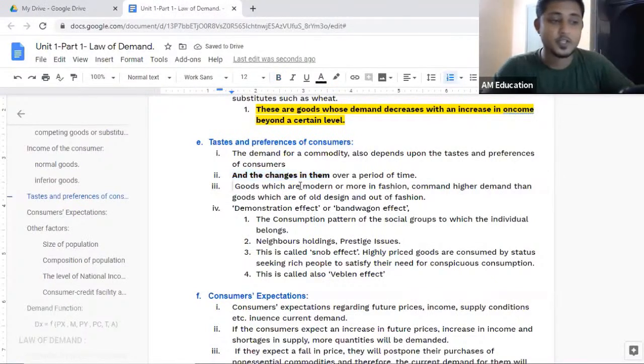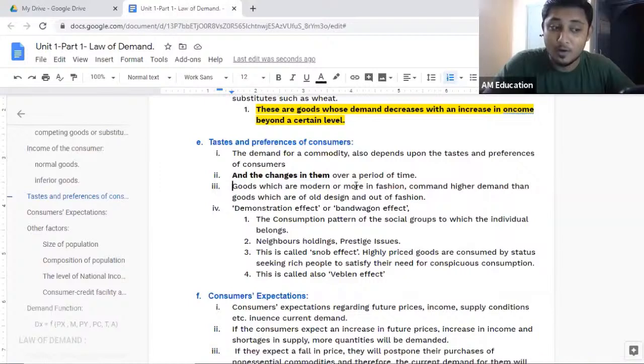Goods which are modern or more in fashion command higher demand than goods which are of old design or out of fashion. Can you give me an example for these? Any old fashioned goods do you know of whose demand has gone now? Any old fashioned goods? Maruti 800.